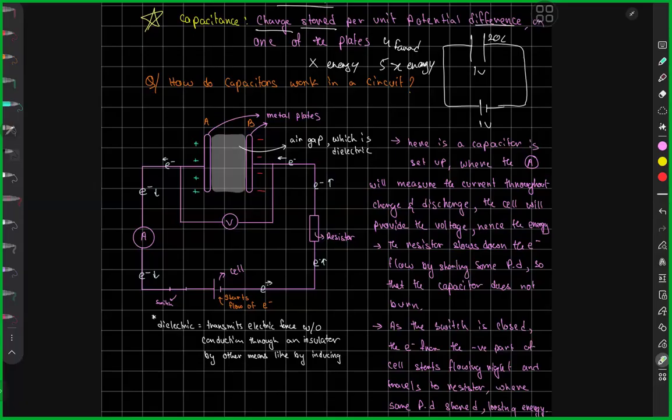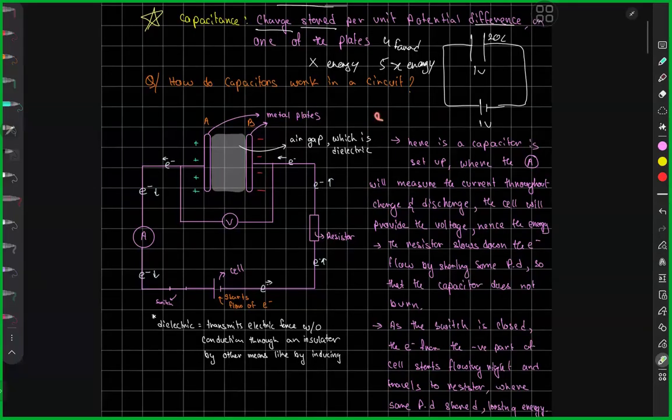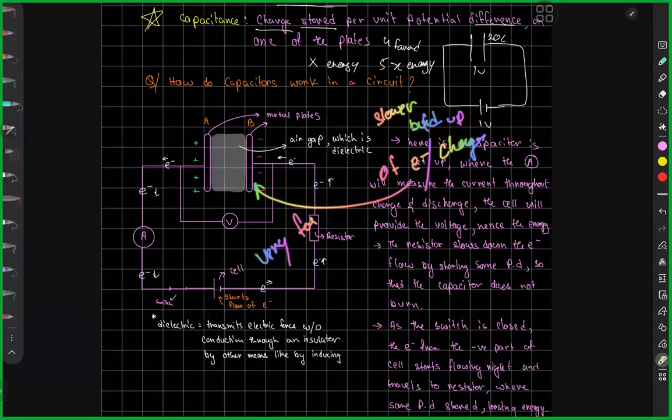What does that result in? That results in a slower buildup of electrons or charge on plate B. So initially, the rate at which the charge was coming, the electrons were coming, was very fast. As time proceeds, what happens? The rate at which electrons come in decreases. Okay?